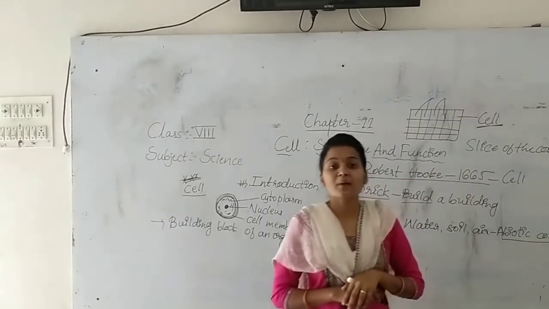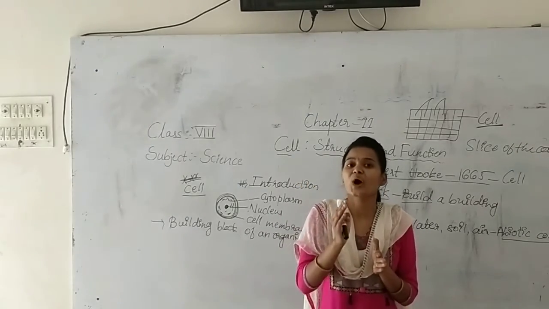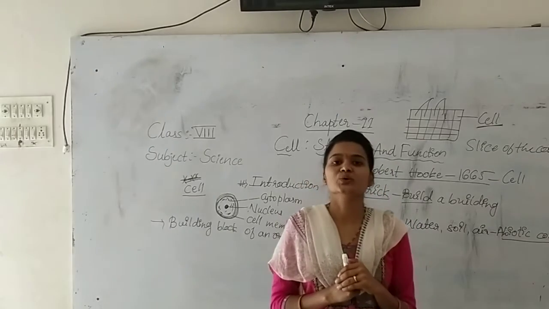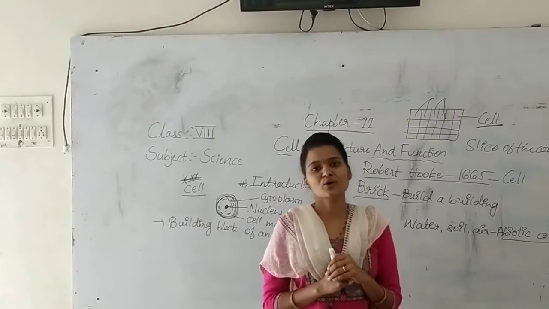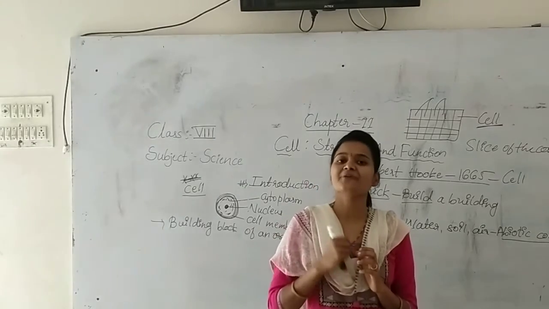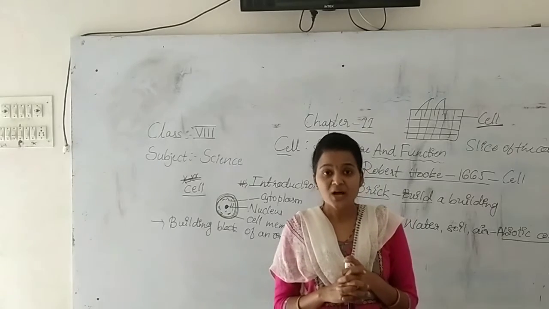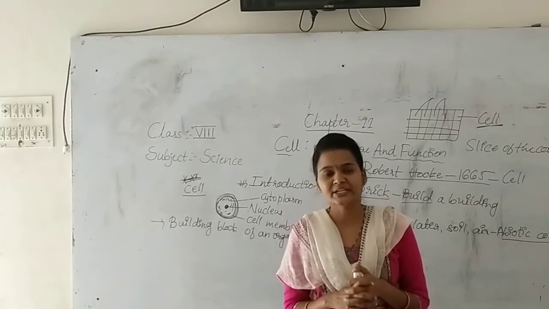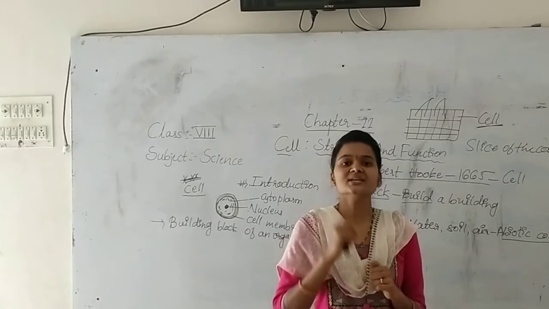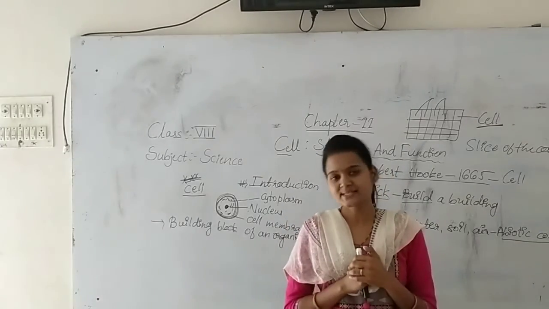So students, this is about the cell. What is meant by the cell? The cell is the structural and functional unit of an organism. Otherwise, one more definition: the cell is the fundamental unit of an organism. And Robert Hooke in 1665 discovered the cell by observing a slice of cork obtained from the bark of a tree under the magnifying microscope. There he observed small box-like structures, and that box he named the cell.